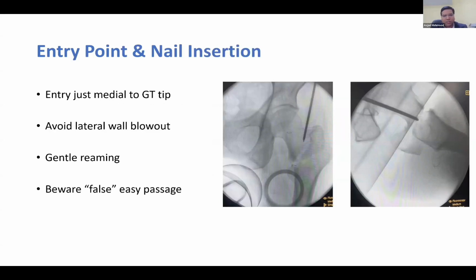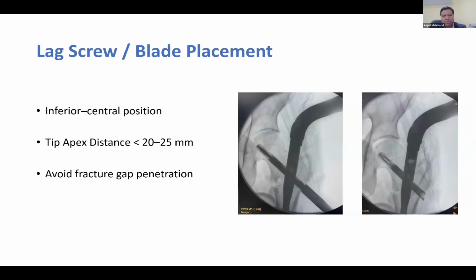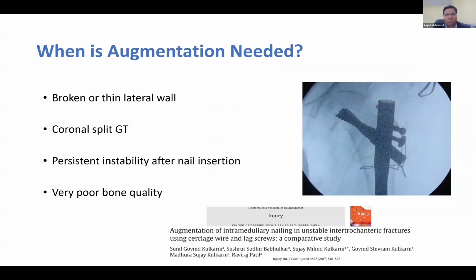The entry point has already been described very well by Dr. Samarth. We should avoid lateral wall blowout. The reaming should be very gentle, and we should beware of a false lateral or false easy passage. For the lag screw or blade placement, central is usually preferred, or just inferior to the center, with tip apex distance less than 20 to 25, and we should avoid fracture gap penetration.